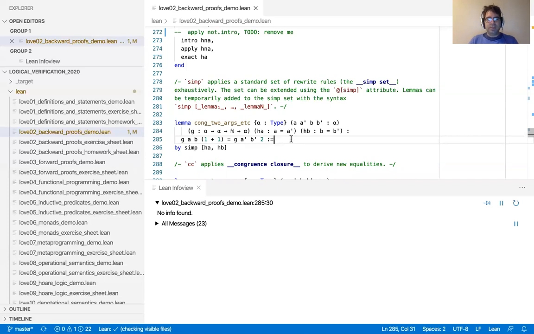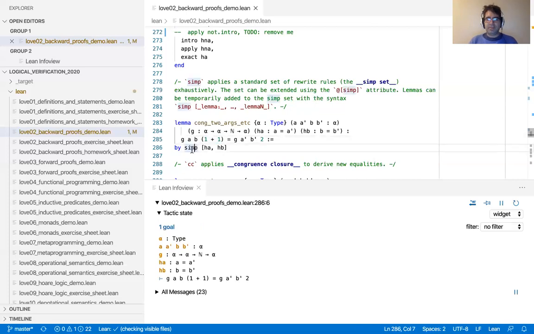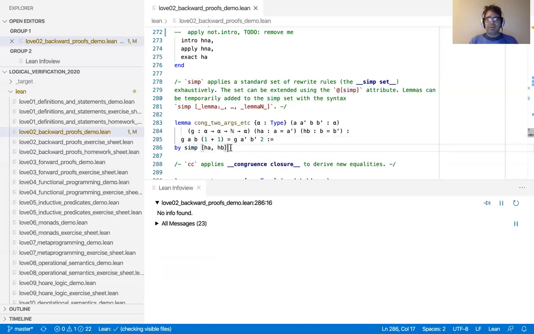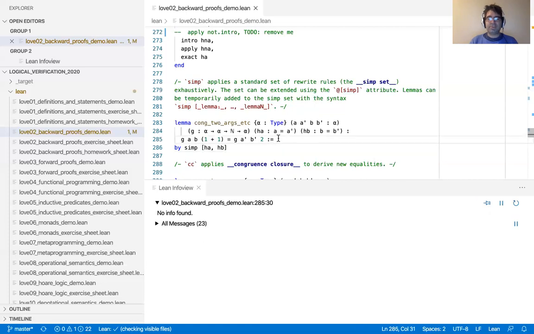So you see here, I have 1 + 1 on one side, and 2 on the other side. Well, simp can do that. I don't need to state the equation 1 + 1 = 2. In one line, I can just say simp using the two hypotheses, and everything it knows, including the fact that 1 + 1 = 2, deals with this example, which is a generalization of the example we had earlier.